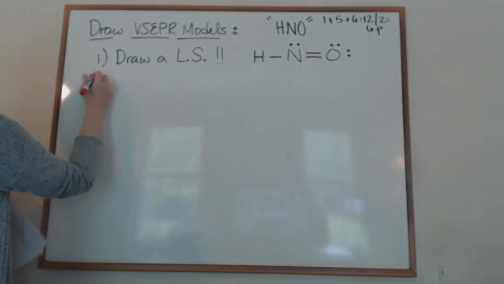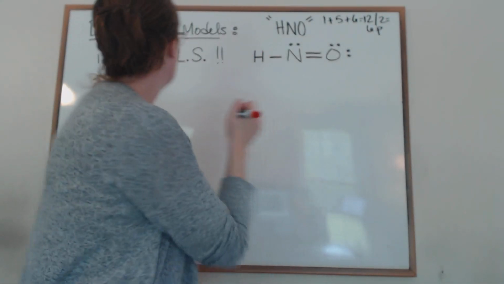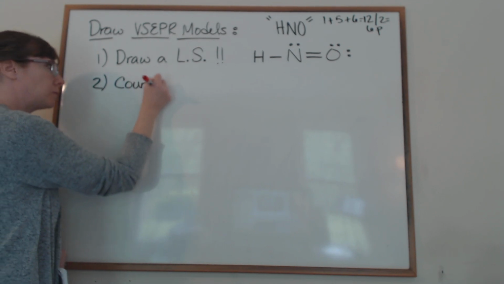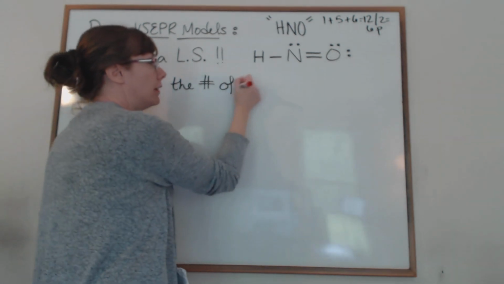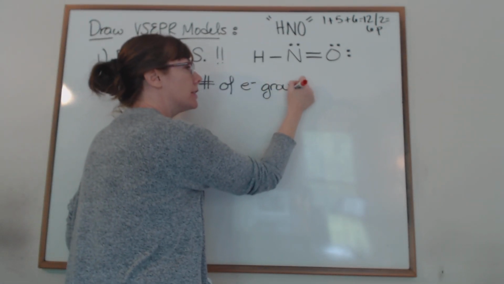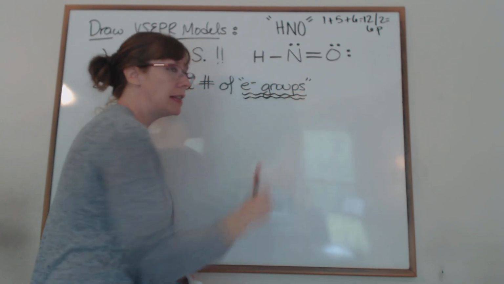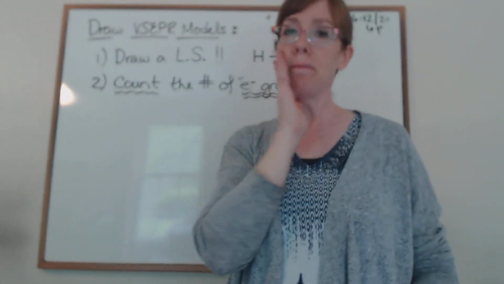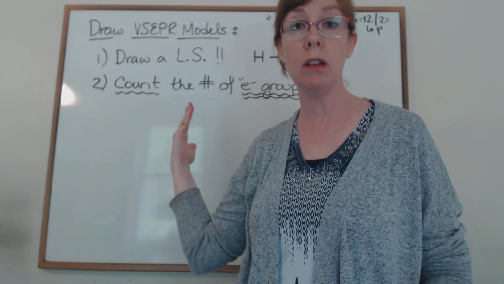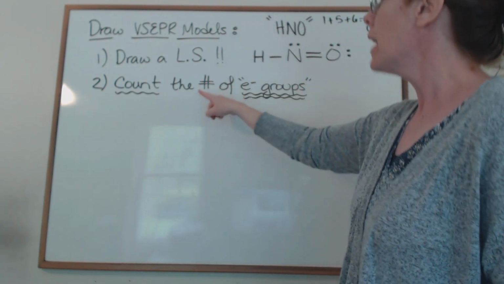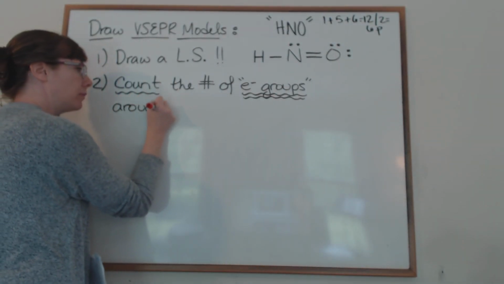Now, when I want to go ahead and start using VSEPR theory or making a VSEPR model from it, the next step is to do a little counting. We want to count the number of electron groups. Now, here's the thing. You might not notice that I'm using this term, electron groups. I'm not saying electron pairs. I'm very specifically saying electron groups. I was taught to call them effective pairs, but I'll use the terminology that your book uses. Count the number of electron groups around the central atom.